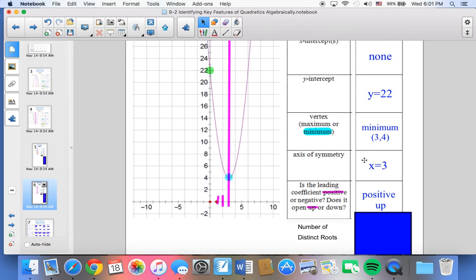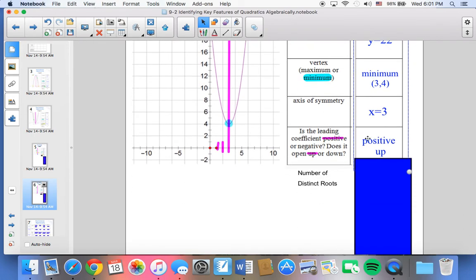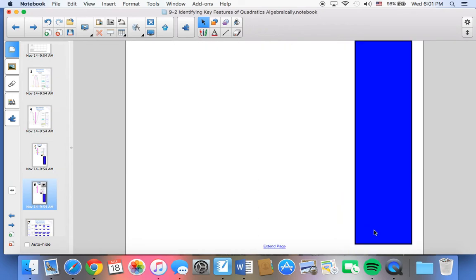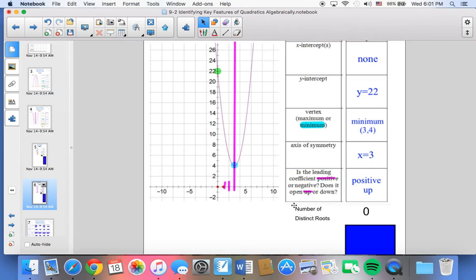Okay. And then we kind of know the answer to number of distinct roots based on what we answered up above. We have no roots. We have no real roots. So we're going to say 0 for that. We have no real roots. It does not cross the x-axis.